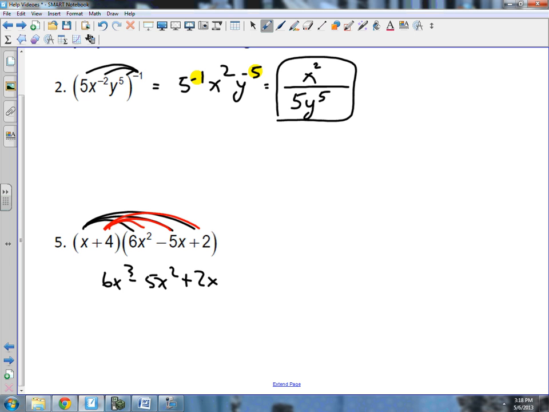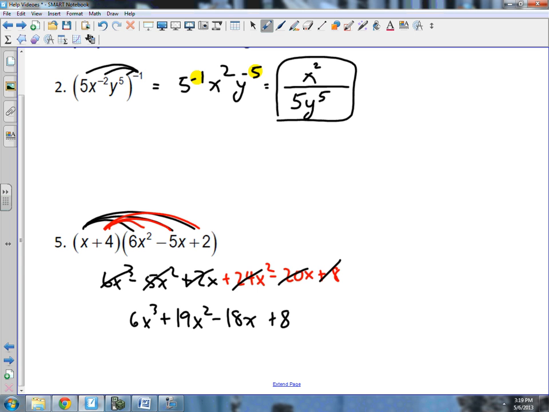So 4 times 6x squared is 24x squared. 4 times -5x is -20x. And then 4 times 2 is 8. At this point, I want to combine like terms. So 6x to the 3rd has no pairs, no other x to the 3rds, no other like terms. I'm just going to rewrite it. -5x squared can be combined with 24x squared, which will make 19x squared. 2x can be combined with -20x to make -18x, and then 8 has nothing else, so that would just be 8. So my total answer here is 6x to the 3rd plus 19x squared minus 18x plus 8.